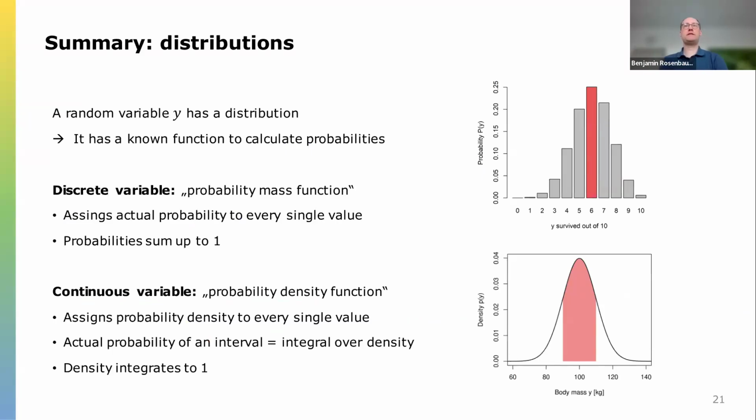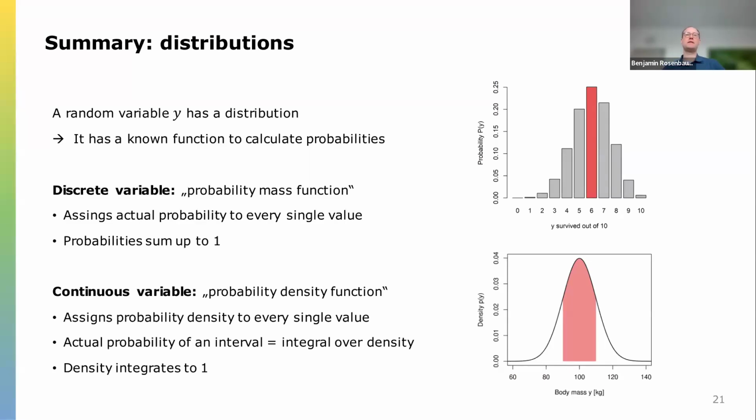Okay, these were just two basic examples for distributions, a discrete one and a continuous one. We say a random variable has a distribution when we know some function that calculates probabilities. In the discrete case, this is simple. The function assigns a probability to each outcome, right? So the outcome here is 0, 1, 2, 3, and so on, and each of them gets assigned a probability.